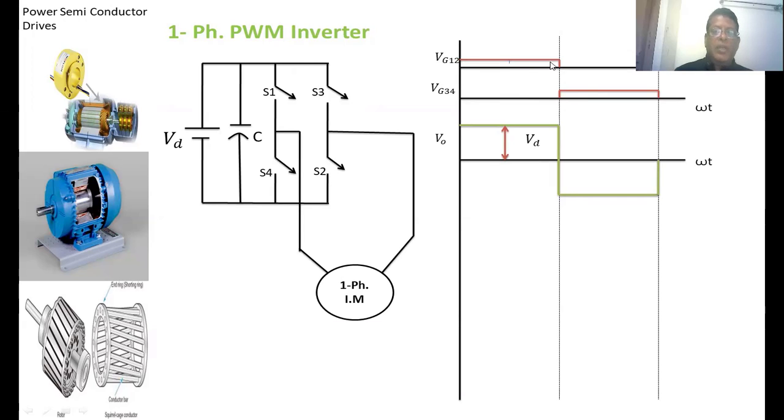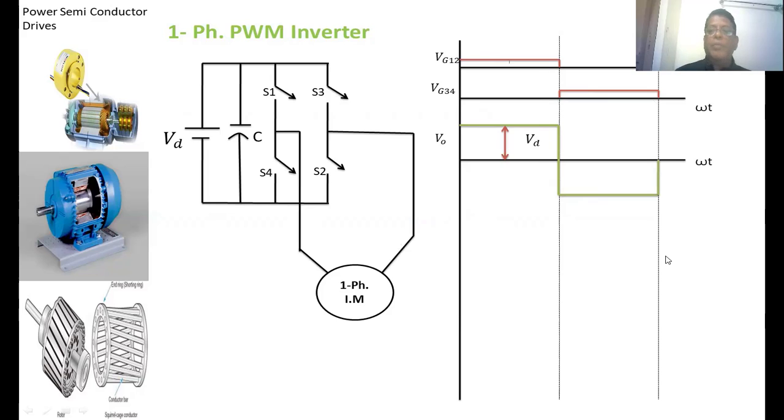This is the base voltage to S1, S2. This is the base voltage to S3, S4. Whenever we give the base voltage, the switch is on. If we withdraw the base voltage, the switch will be off. So from this point to this point, S1, S2 is on, so the output voltage is equal to the input voltage, that is VD. Again, from this point to this point, S3, S4 is on, so the output voltage becomes negative. In this manner, a constant DC voltage is converted into the AC voltage, which is applied to the induction motor.